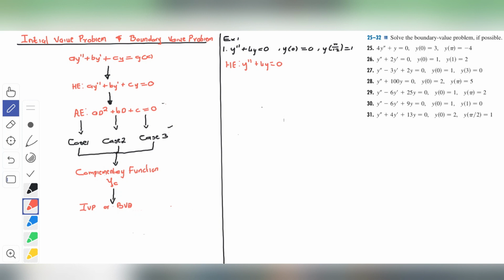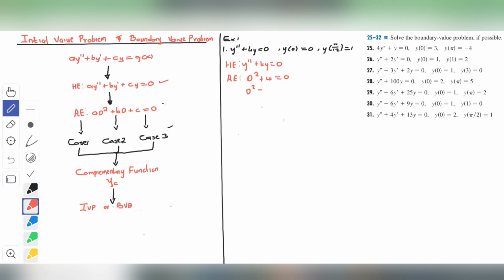After writing the homogeneous equation, we come to the step of writing the auxiliary equation. Our auxiliary equation here can be d squared plus 4 equals 0. Like I said, one can use m squared plus 4 or b squared plus 4. It is still the same thing, guys. The aim is to get those answers. So now we are solving for d.